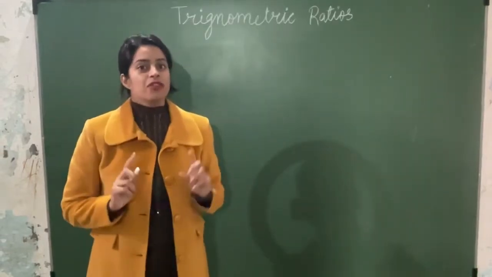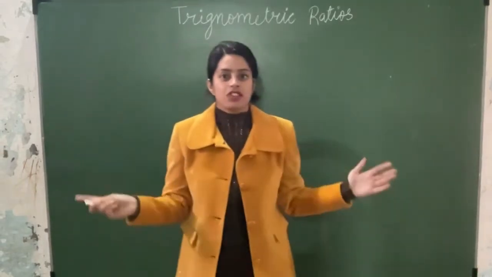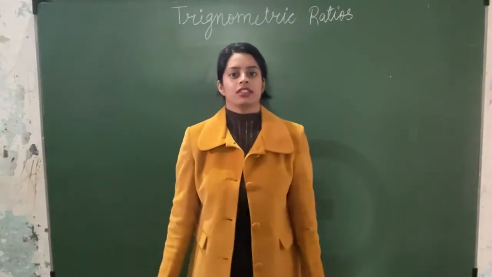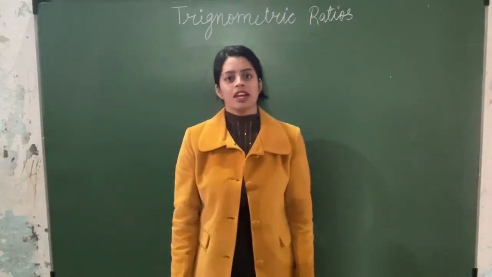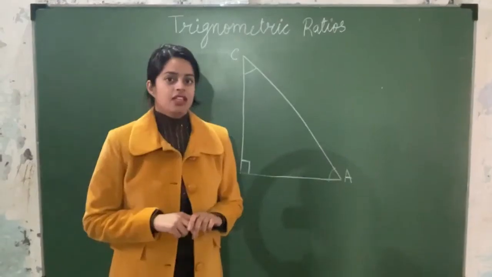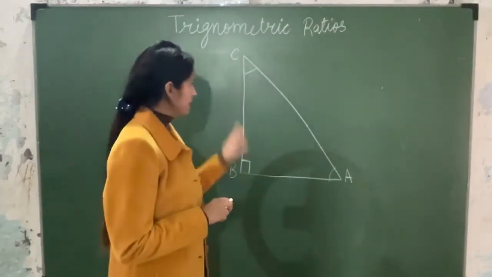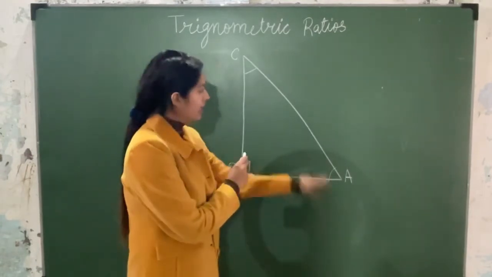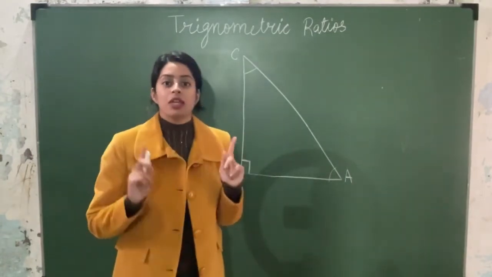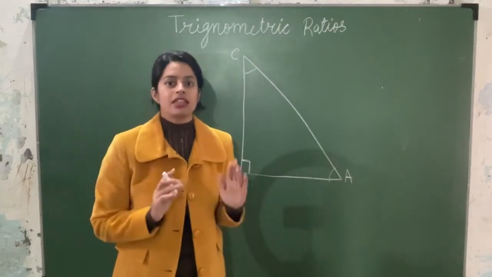So now we will consider the right angle triangle. A right angle triangle is one in which one angle is 90 degrees and the other two are acute angles. Here the triangle ABC is the right angle triangle. The angle B is 90 degrees, and angle A and angle C are two acute angles. Acute angles are those angles which are less than 90 degrees.